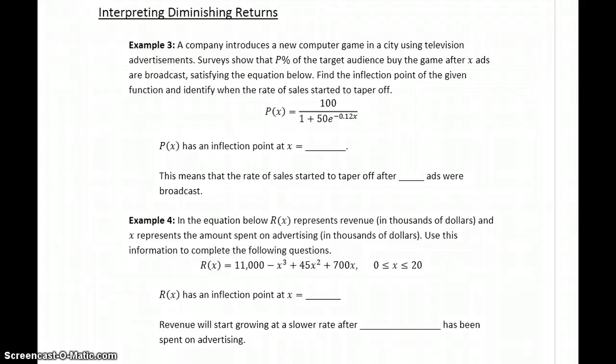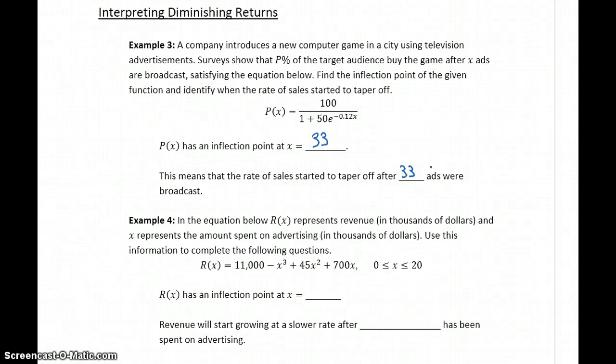So we have an equation for that P% below. We want to find the inflection point of the given function and identify when the rate of sales started to taper off. So this is the same function from example 1. We already found that that inflection point occurs at about 33, rounded to the nearest whole number. So then the question is, what does that mean? In this case, it means that the rate of sales started to taper off after 33 ads were broadcast.